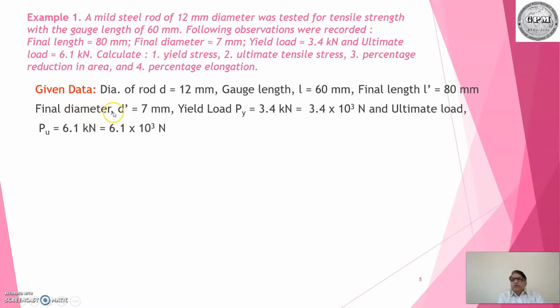So we have to write down what it is. Simply don't write D dash here; you should write final diameter D dash, which is equal to 7 mm. Yield load is Py, which is equal to 3.4 kilonewtons, which is 3.4 into 10 raised to 3. So if you multiply it, you get it in newtons. Similarly, Pu is the ultimate load, 6.1 kilonewton, that is 6.1 into 10 raised to 3 newtons.